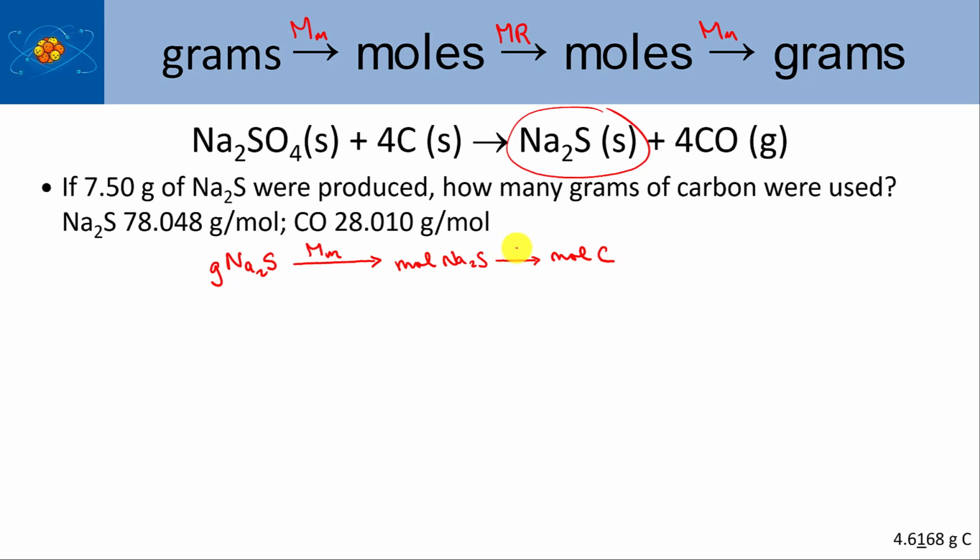And then that's going to be my mole ratio. I'll just abbreviate it MR again. It's just easier. And then I'm going to use my molar mass of carbon now to get to grams of carbon. So that is my problem pathway, and I'm going to do this calculation all the way through. It's not a limiting reactant problem. I'm not going to stop at moles. I'm just going to go all the way through from end to end. So I'm looking for grams of carbon. And I have 7.5 grams of sodium sulfide.